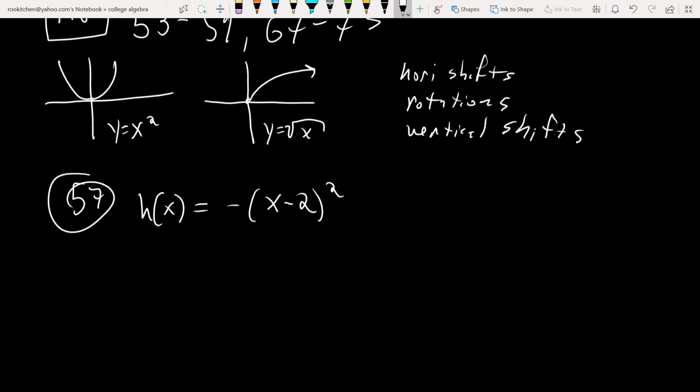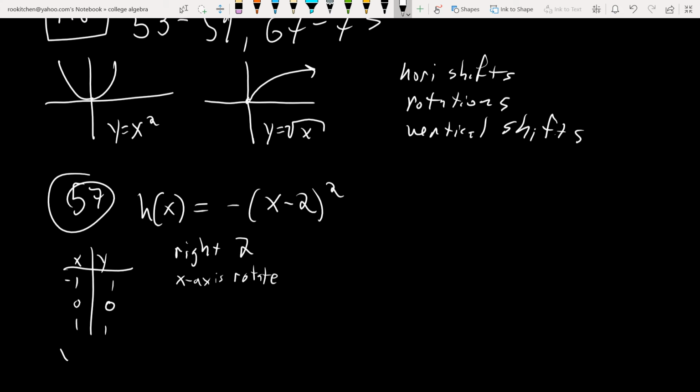So for this guy, the minus 2 on the inside will shift it to the right by 2. So I have to go right 2. The minus on the outside of it is going to rotate it about the x-axis. Okay, so x-axis rotate. You may want to start with a little chart for x squared just to get some points. So -1, 1, 0, 0, 1, 1. So that's for just the normal graph, y equals x squared. And then I'll do shifts on those points.